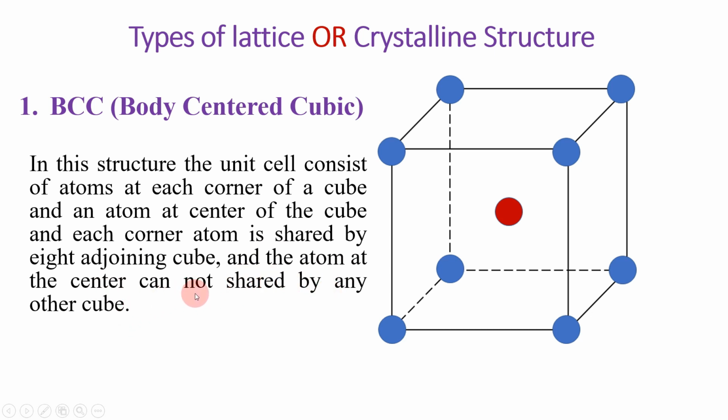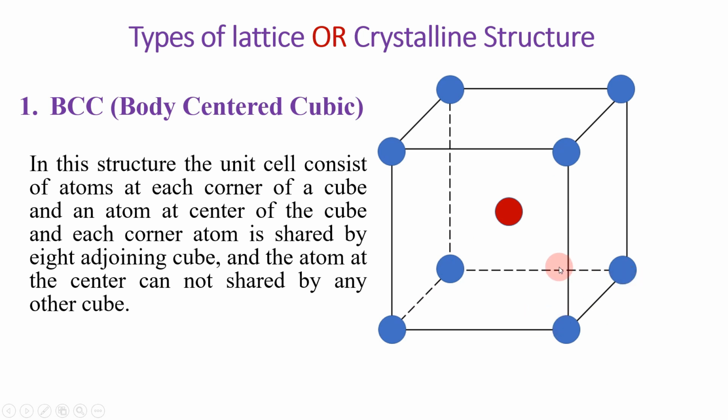Let's once again read this. Please focus your attention over here. In this structure, the unit cell consists of atoms at each corner of a cube. Let's see the diagram first. In this unit cell, the atoms are at each corner of a cube. You can see there is one cube in this diagram, and there are 8 corners: first, second, third, fourth, fifth, sixth, seventh and eighth.